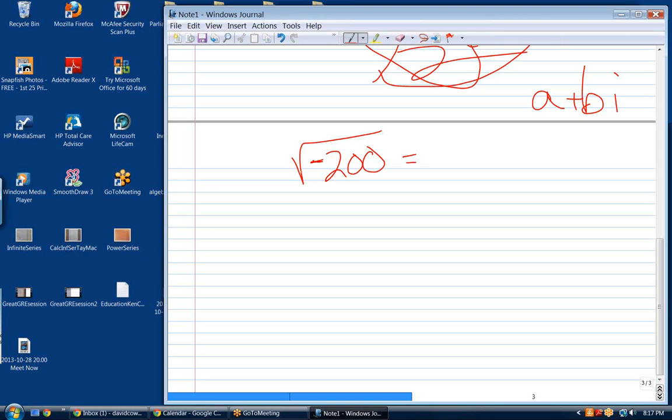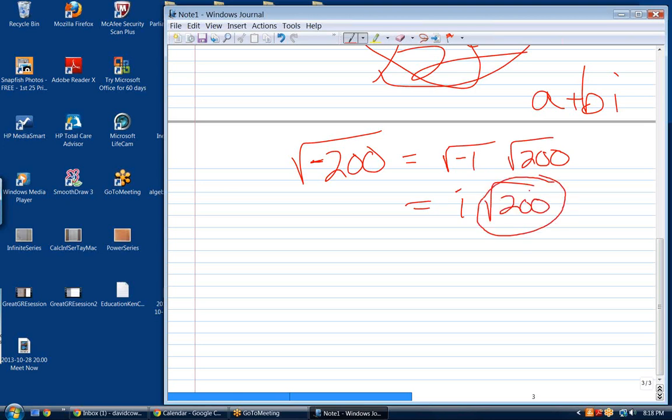That's a negative. Okay. So first of all, what would it be? Let's just split out the i from it. Square root of -1 times square root of 200, which is i times square root of 200.